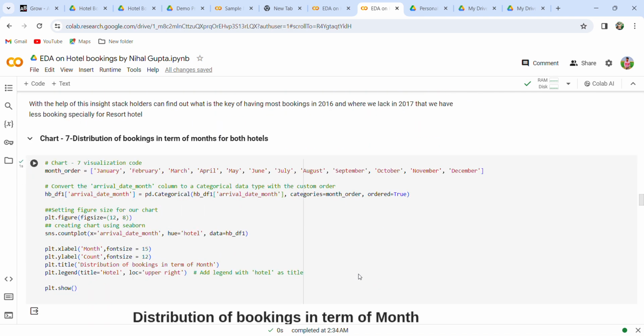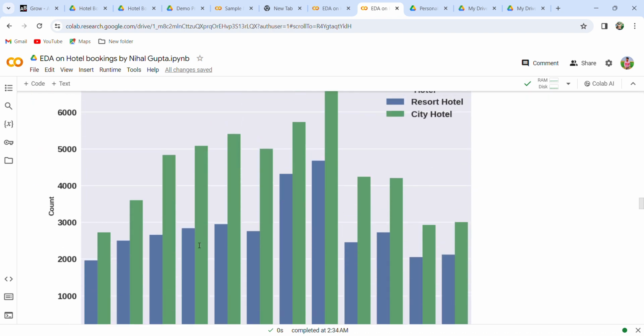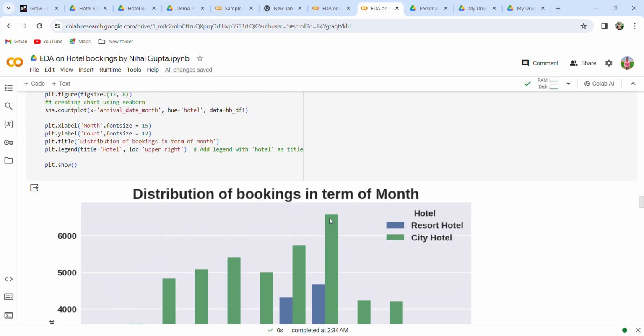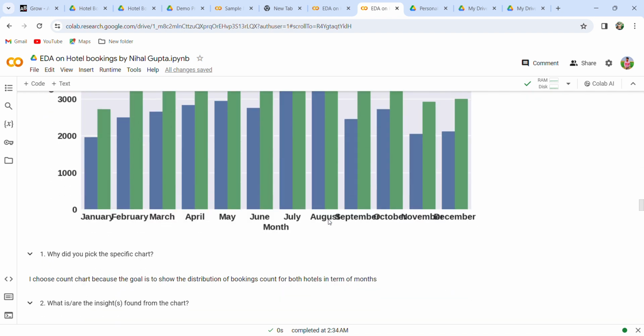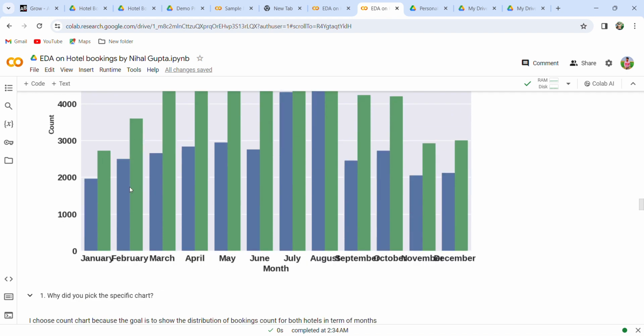Now coming to point 7, it is the distribution of booking in terms of months in both of the hotels. Here we are writing all the months, and then we are gonna analyze our data so that we can see in which month we have got the most bookings. So we can see that in August we are getting the highest booking for both our hotels, resort and city. So by this we can see in which month we are getting most of our bookings.